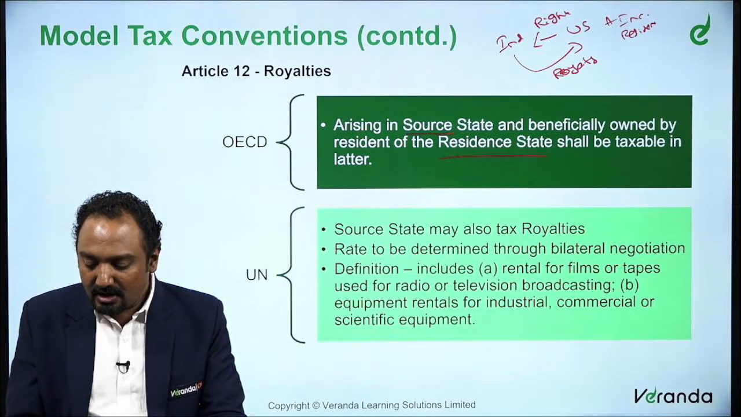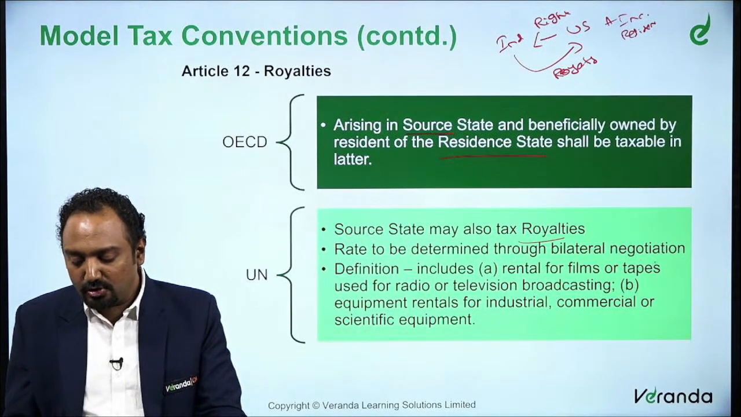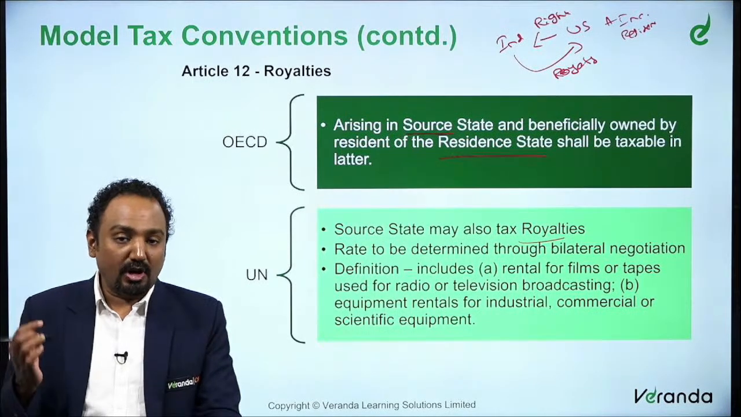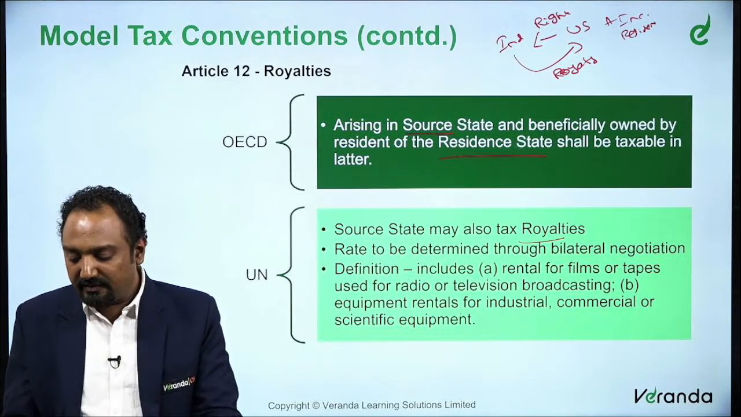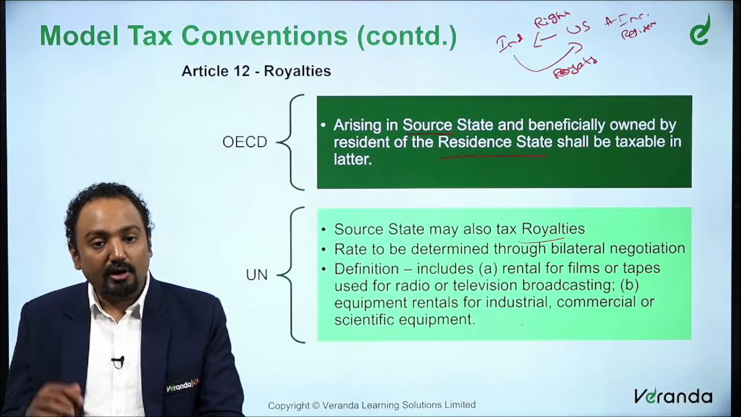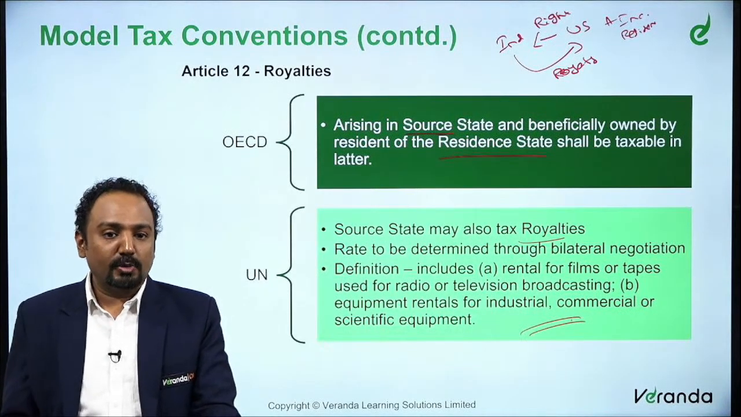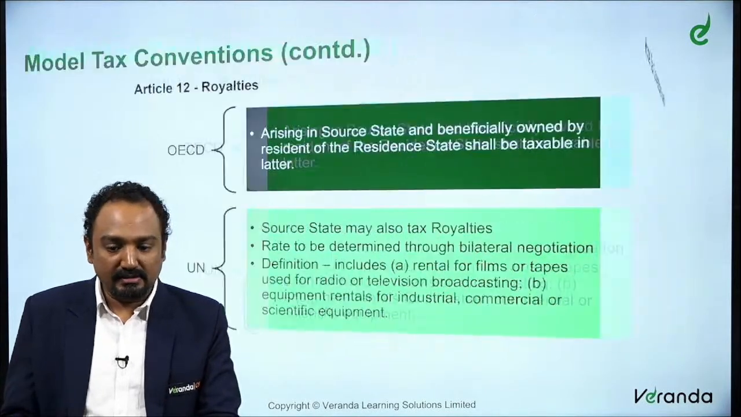The United Nations says a source state may also tax royalties, with the rate to be determined through bilateral negotiation. So whatever we are talking about can be determined. Now they say India can also tax royalty, and certain definitions, like the rental for films or tapes, are provided. What is included as royalty is also defined in this Article 12. So that is what is defined in "source state may also tax royalties".